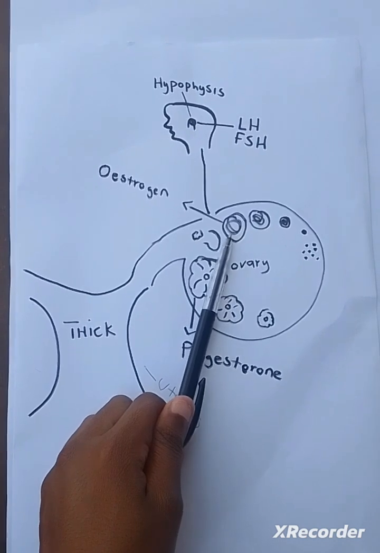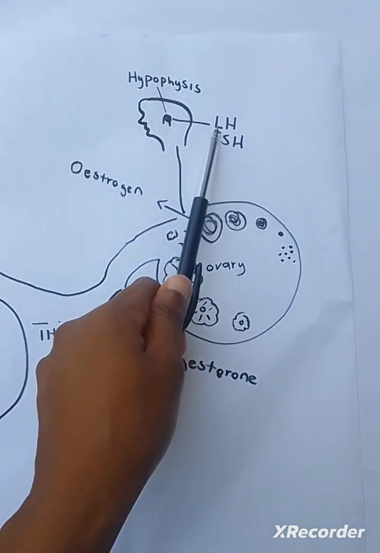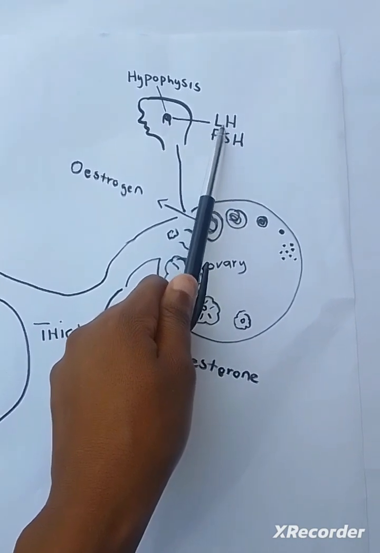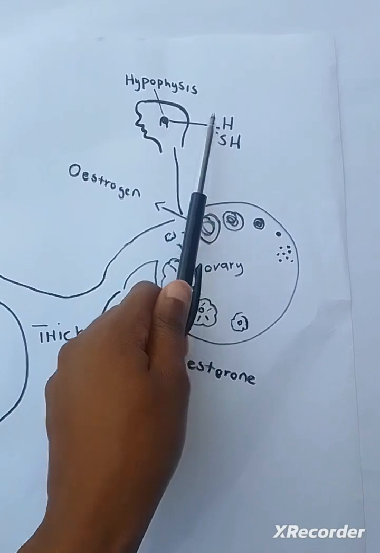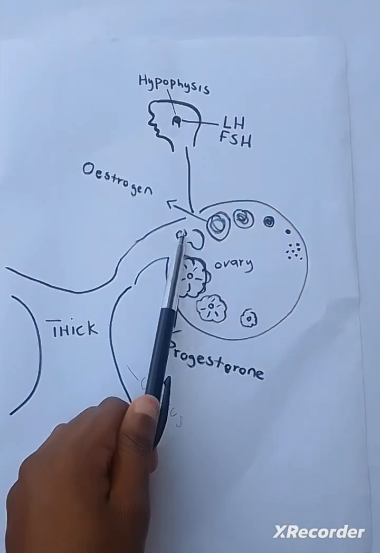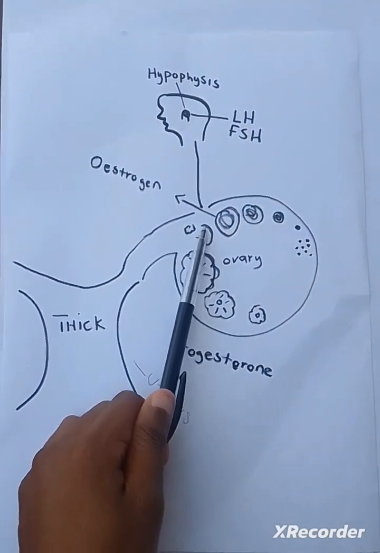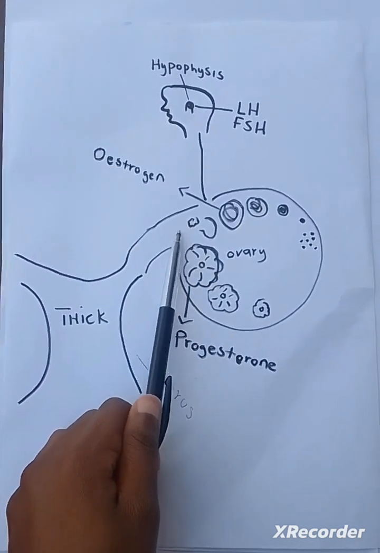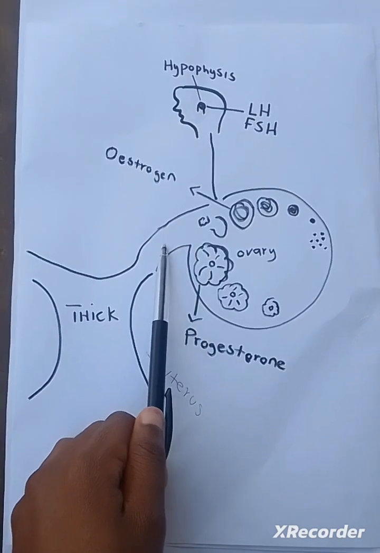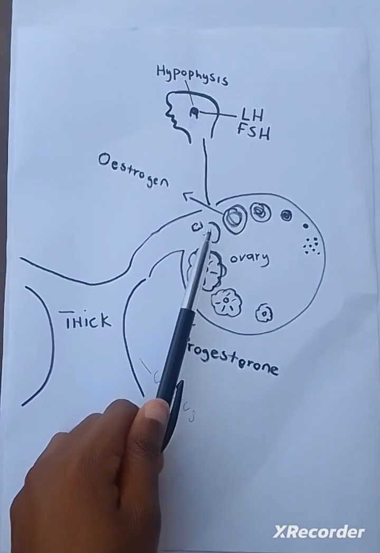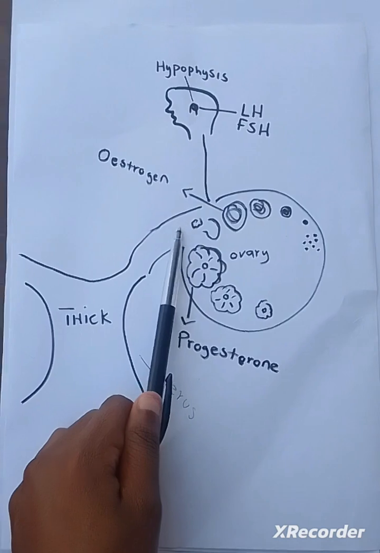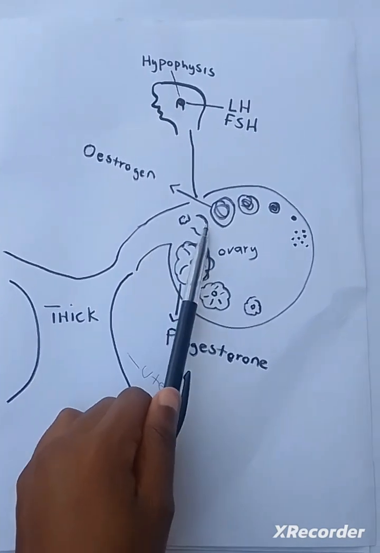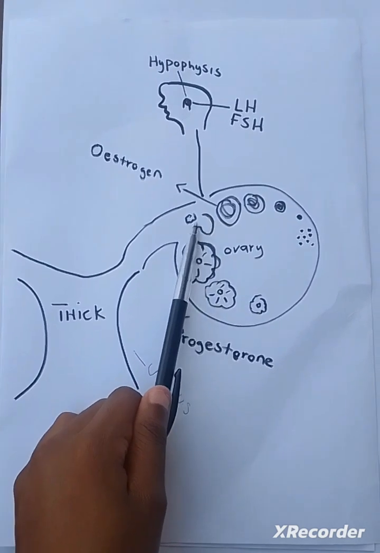And then again, the pituitary gland secretes another hormone called LH. LH is luteinizing hormone. What does this LH do? It stimulates ovulation. It causes the Graafian follicle to burst and release an egg, right? That process of the egg being released from the Graafian follicle is called ovulation. As ovulation happens, the egg enters into the fallopian tube. Now what happens to the follicle?